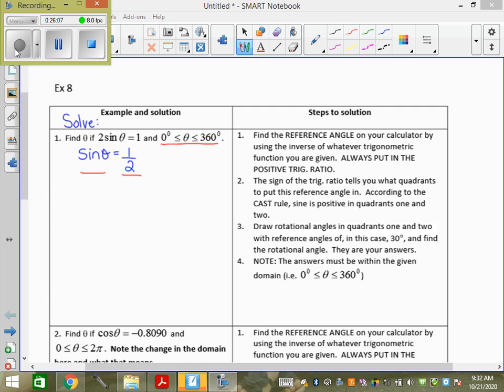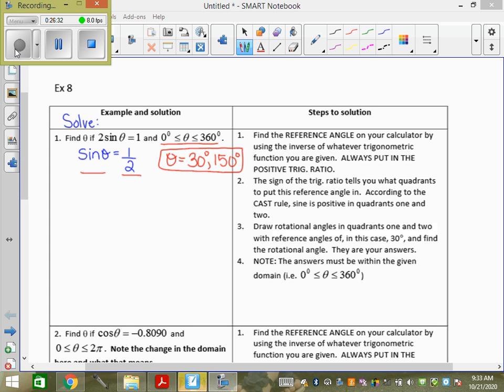So where is it at? Where is sine equal to positive a half? Where are my y's equal to a half? Boom. And my answer, right?